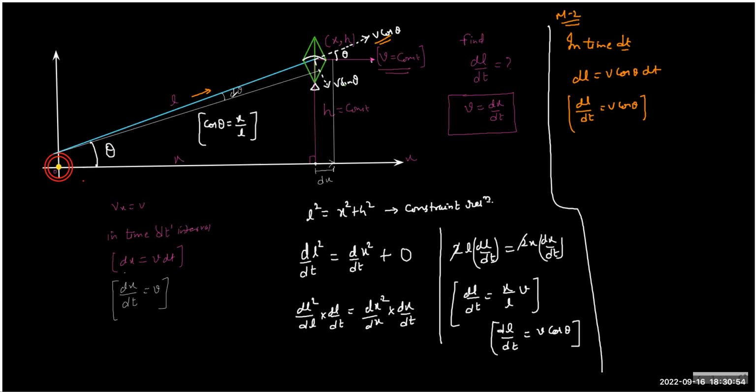And the angle will decrease, right? So I can say this is minus d theta. Why? Because d theta is a negative number. So to make it positive, I can write minus d theta. So in time dt, how much will travel in this direction? What is this displacement? Can you guess?